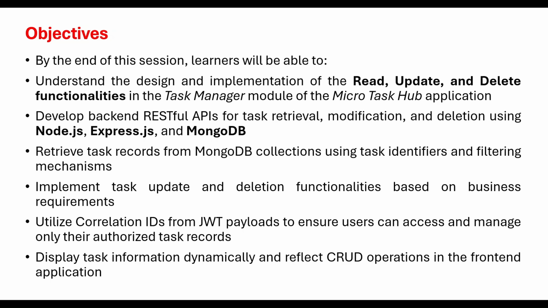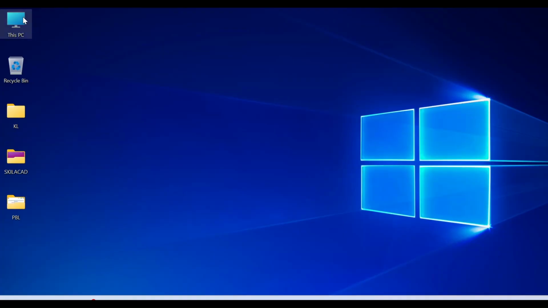Utilize correlation ID from JWT payloads to ensure users can access and manage only their authorized task records. Display task information dynamically and reflect CRUD operations in the front-end application. These functionalities are essential because they enable users to effectively manage their tasks while maintaining security and data integrity. Let's start implementation.